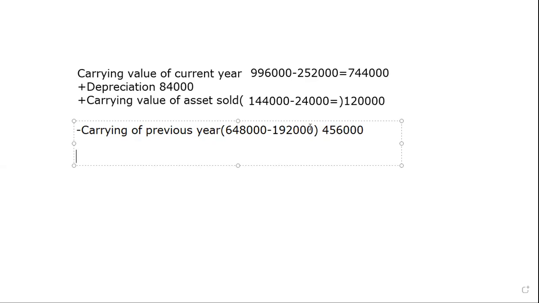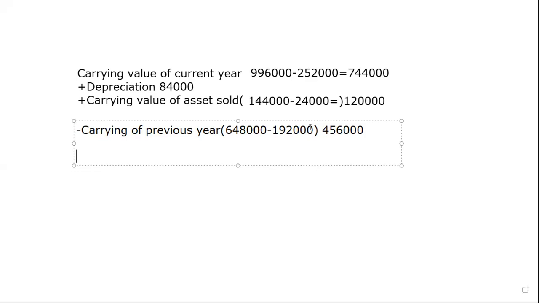Now we can work out how much was purchased by saying 744 plus 84 plus 12,000 minus 456. This is the only formula. Make sure you master this formula. It will help you work out the non-current assets purchased.